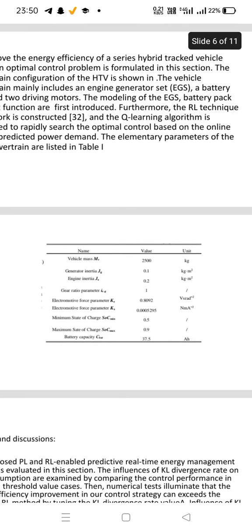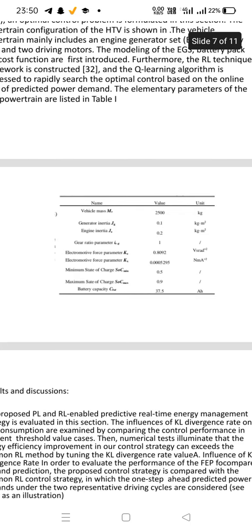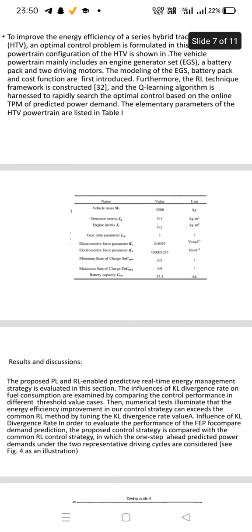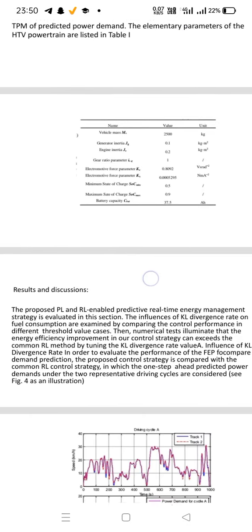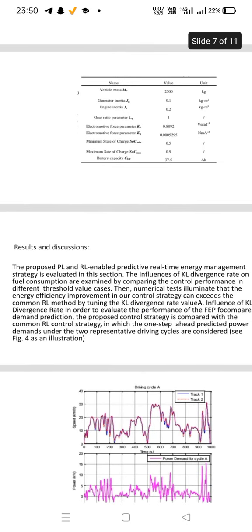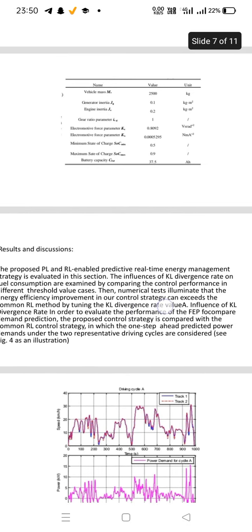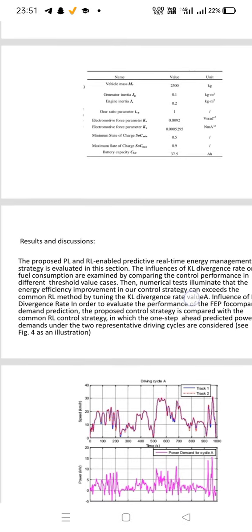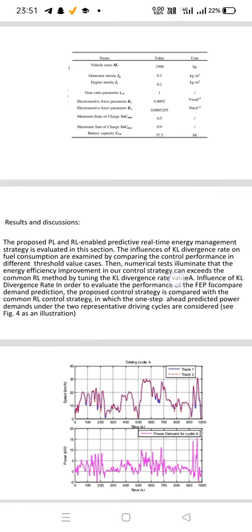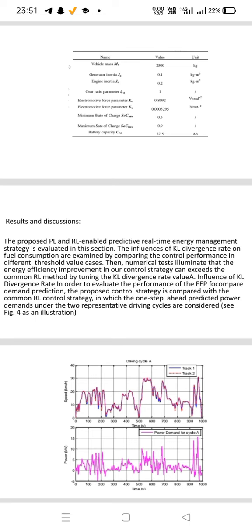Here we take the vehicle mass equal to 2500 kg. These are the weights according to their proportions. Results and discussion. The proposed RL and predictive real-time energy management strategy is evaluated in this section. The influence of KL divergence rate on the fuel consumption is examined by comparing the control performance in different threshold value cases.